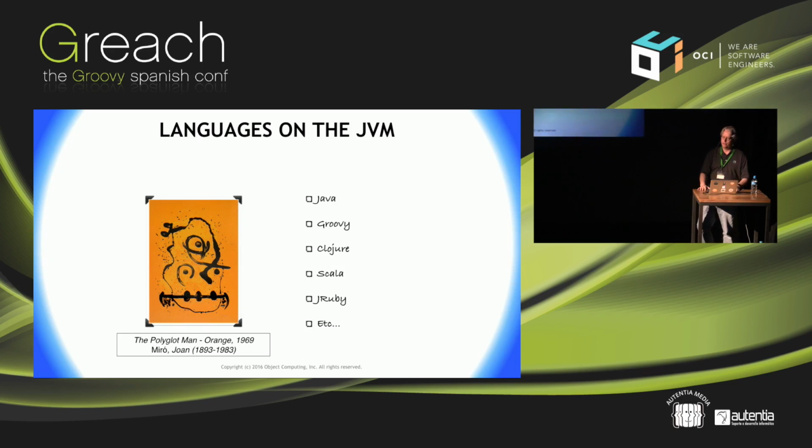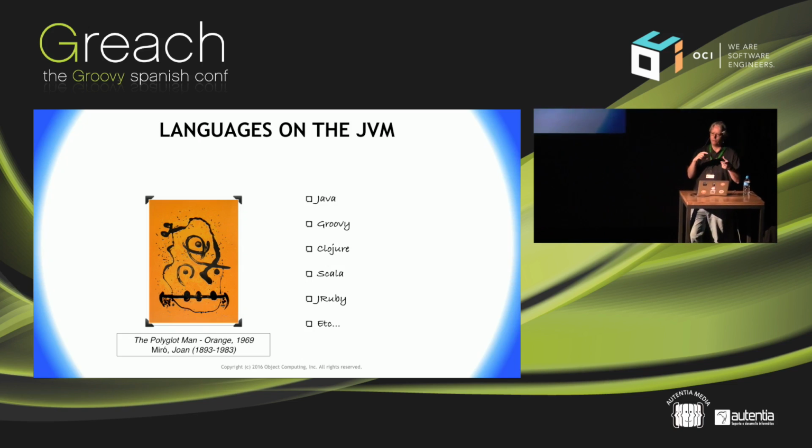The point being that there are a number of languages that have been developed specifically to target the JVM. Groovy is an example, right? Groovy was designed from the beginning to target the JVM. It was designed to have really slick interoperability with Java, and we definitely have that, right?